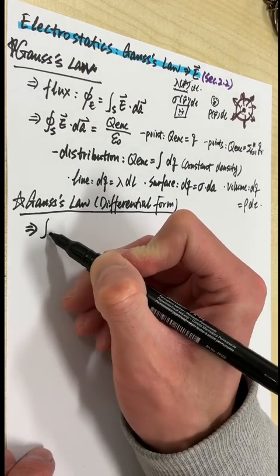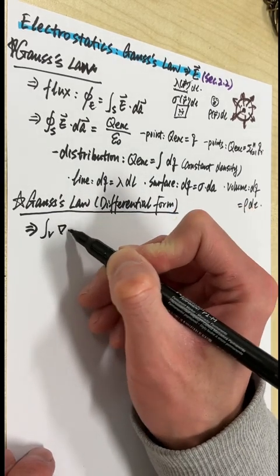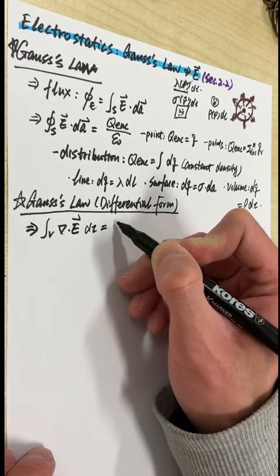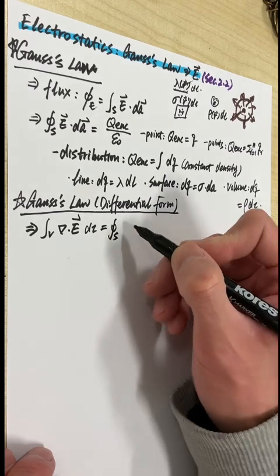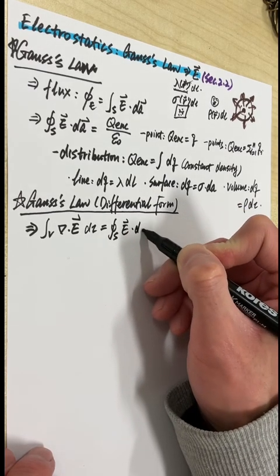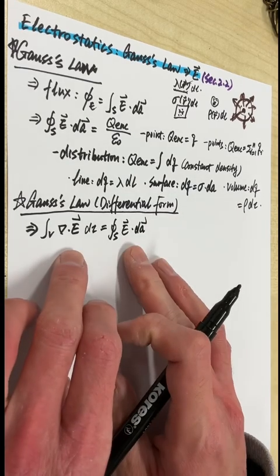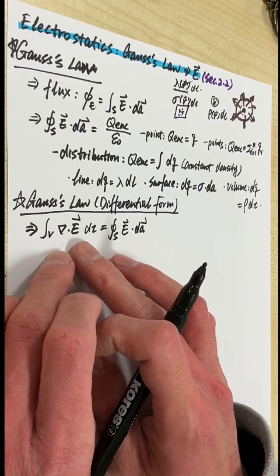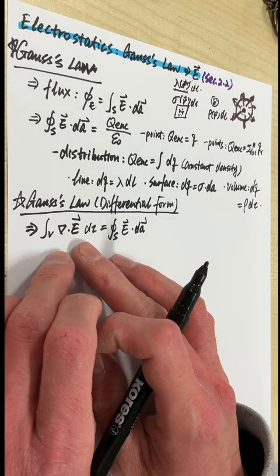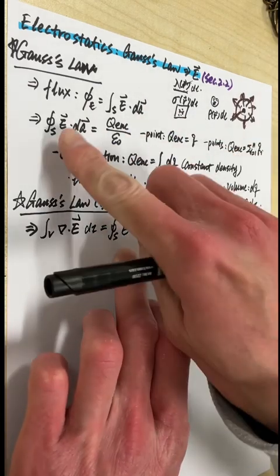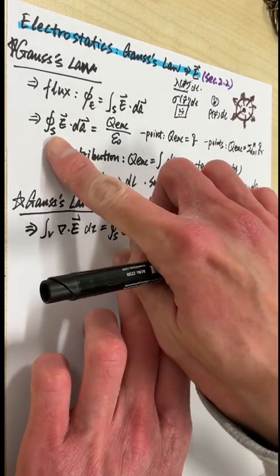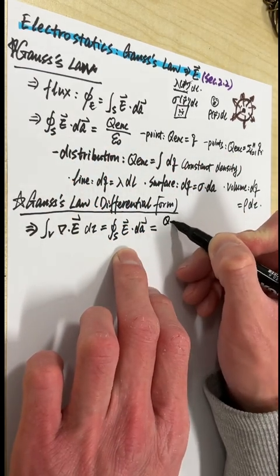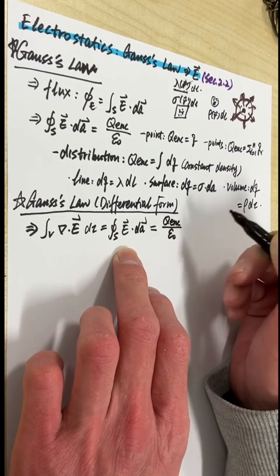It is the volume integral of the divergence of the field, d tau, equals the closed surface integral of the electrical field. So this is the fundamental theorem for divergence, which is also called Gauss theorem. And now based on Gauss law, we already know the closed surface integral of E equals the total charge enclosed divided by epsilon 0.